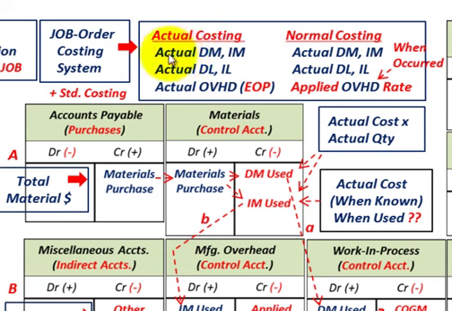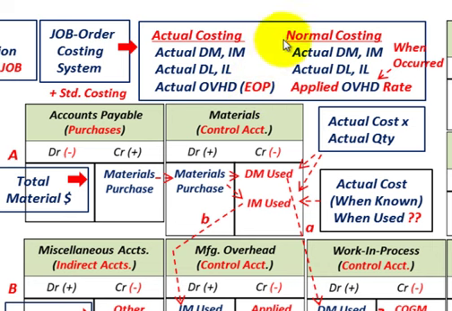So with actual costing, you're looking at your actual direct material and indirect material, actual direct labor and indirect labor, and then you have your actual overhead costs associated with the product. All these are associated with the particular product you're manufacturing. But usually you don't know the total actual overhead costs until the end of the period, where you have to allocate them.